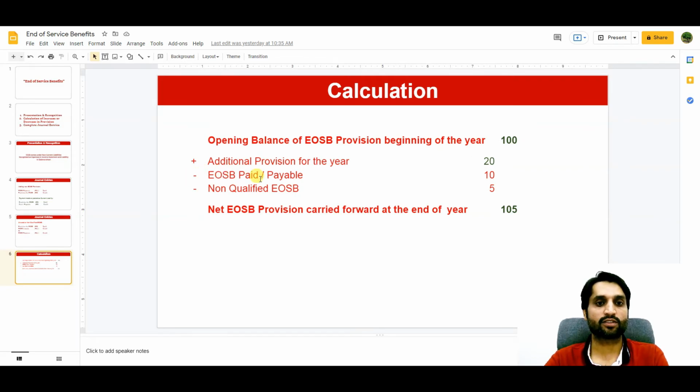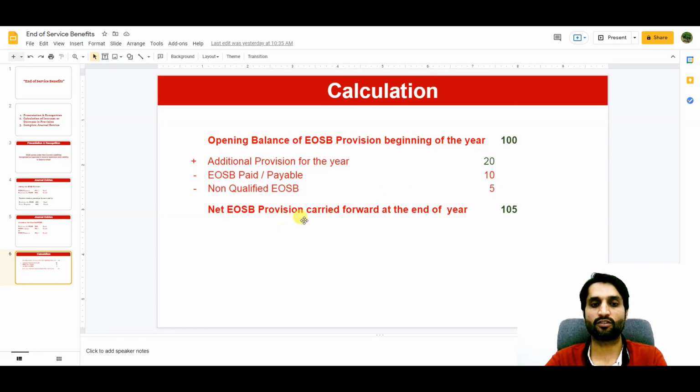Minus end of service benefit paid or payable, like the employees leaving our company. Some of them we are paying and some of them we are keeping as a current liability with us. Minus non-qualified end of service benefit, the one where we are going to reverse the effect. The employees who are not qualified to get end of service benefits, we were making as an expense and long-term liability for those. So now we need to reverse the effect. We need to show the values here.